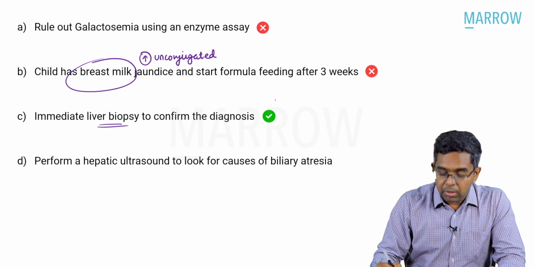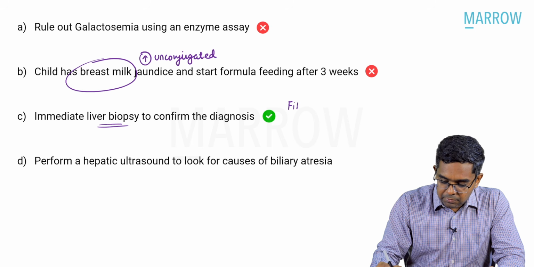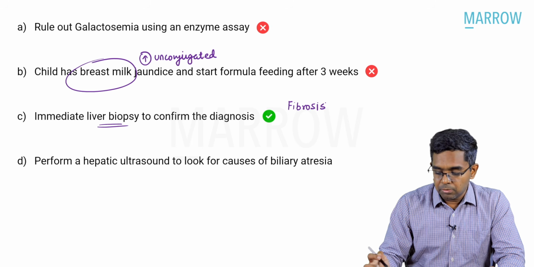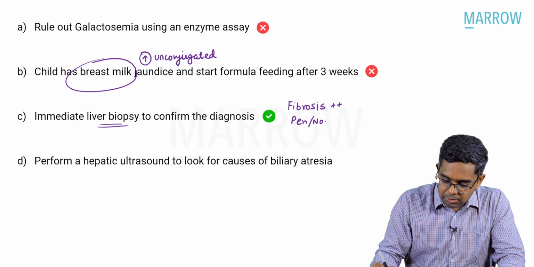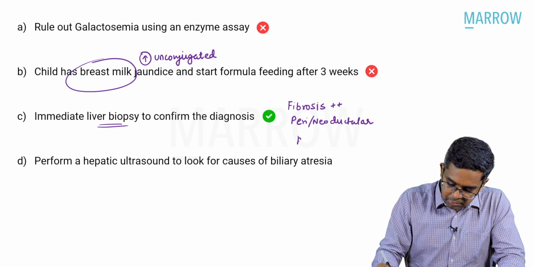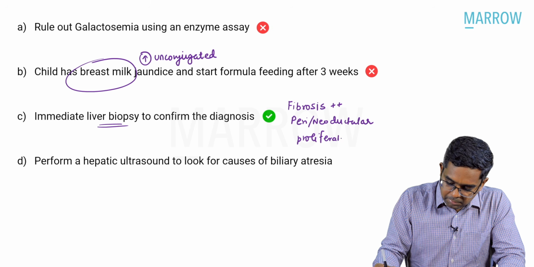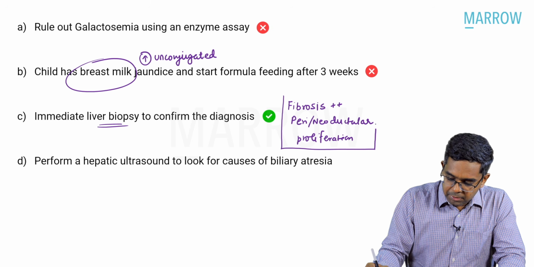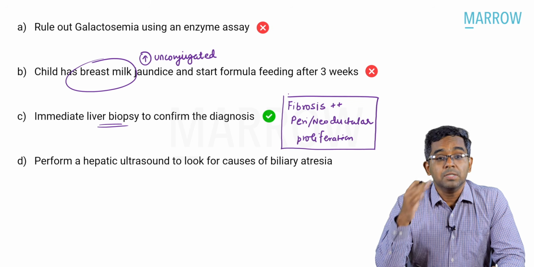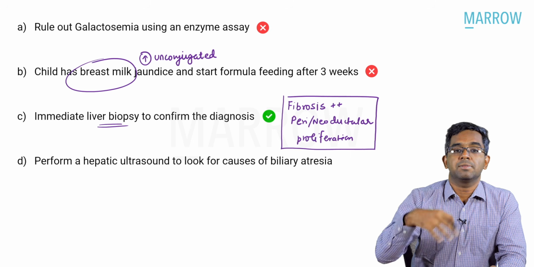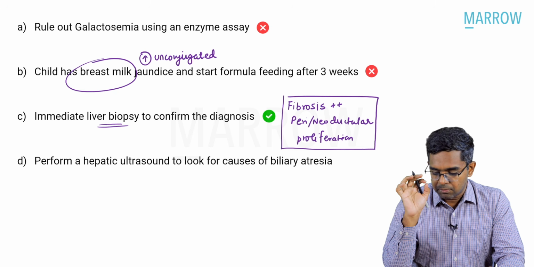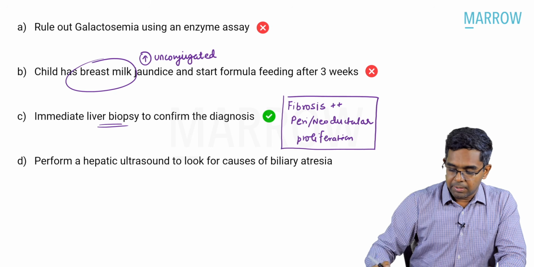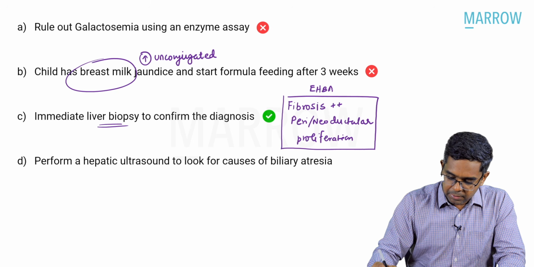That is very true. And what are you going to see in the liver biopsy? Extensive fibrosis will be noted, and also you will get features of periductular as well as neoductular proliferation. Neoductular proliferation, right? So this is how we will establish our diagnosis in this particular case. In fact, one of your previous questions was based on the liver biopsy finding itself, and they asked you what the diagnosis is. So that way also a question can come. So liver biopsy is the next best test to confirm the diagnosis, and these are the findings you will get in extrahepatic biliary atresia. Look at the last option.